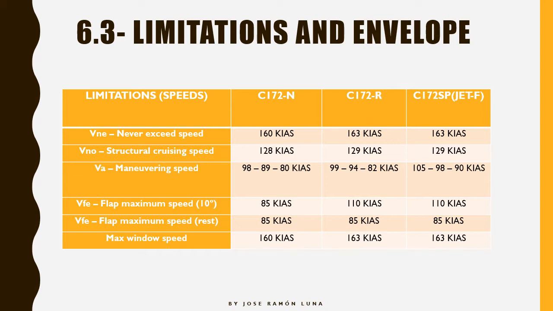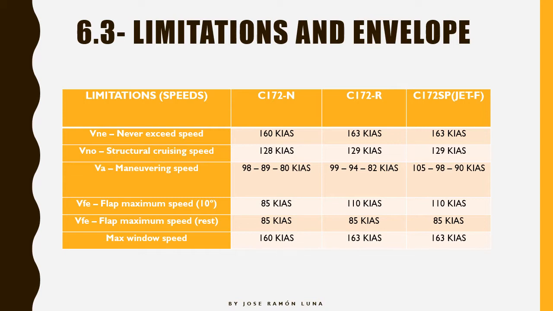Anyway, the first speed we have is VNE, never exceed speed. In the older model, the Cessna 172 November, it was 160 knots. However, in the Cessna 172 Romeo and in the Cessna 172 SP, it got raised to 163 knots. I mean, there was probably some kind of structural change for these 3 knots. However, as you can see, it's not a really big number.